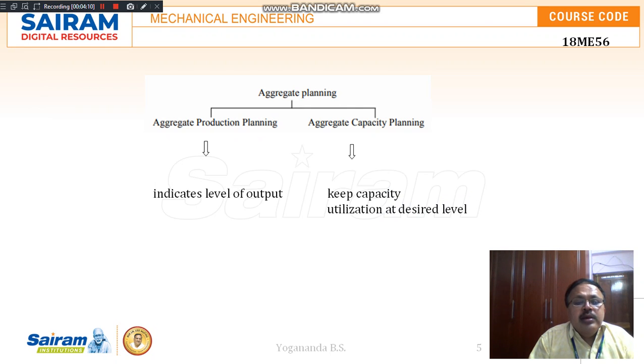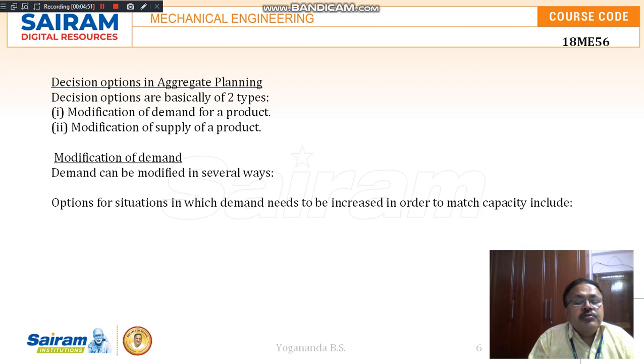Aggregate planning consists of production planning and capacity planning. Production planning indicates the level of output, that is, by establishing a production batch, what will be the output level. Capacity planning keeps the capacity utilization at the desired level. Based on the present capacity of the plant, the human resources and the machines available, we can plan our production. So what will be the decision? There will be a modification of demand for a product based on the supply, or a modification of supply of a product based on the demand.